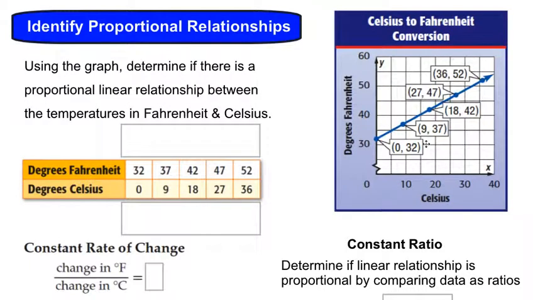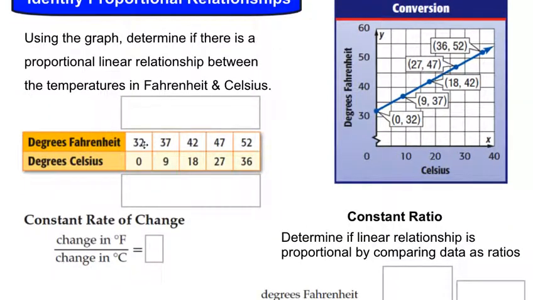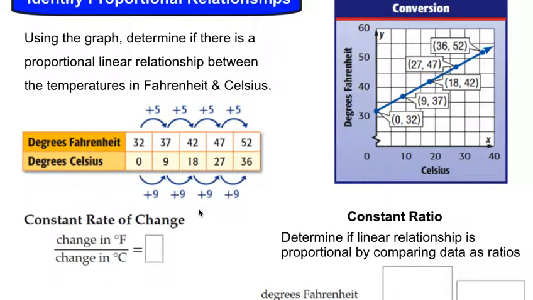Here's a graph of the degrees Fahrenheit versus Celsius with a bunch of data points. Using that graph, we want to determine if there's a proportional linear relationship between the degrees Fahrenheit and Celsius. First of all, if we look at the changes in the number of degrees in Fahrenheit, those are increasing by 5 degrees each time. Those are the y-coordinates. And the degrees Celsius are our x-coordinates. Those are increasing by 9 degrees each time. So our constant rate of change is the change in the y variables over the change in the x variables, which gives us a constant rate of change of 5 over 9.